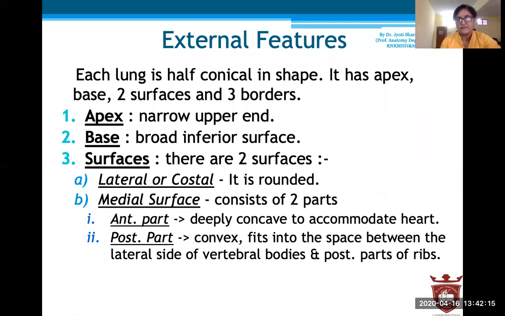Now we see the external features of the lung. Each lung is half conical in shape. It has an apex, a base, two surfaces, and three borders. Apex is a narrow upper end. Base is the broad inferior surface. There are two surfaces: lateral or costal, which is rounded. The medial surface consists of two parts: the anterior part, which is deeply concave to accommodate the heart, and the posterior part, which is convex and fits into the space between the lateral side of vertebral bodies and posterior parts of ribs.